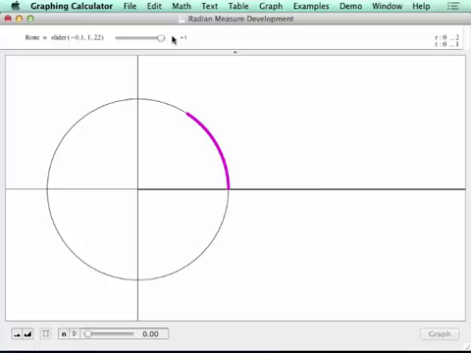Hear me now. The basics of trig is about measuring lengths with the radius. That's what trig is about: measuring different lengths using the radius as your measuring stick. So let's see how this works.